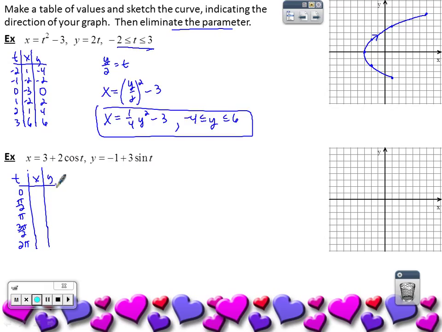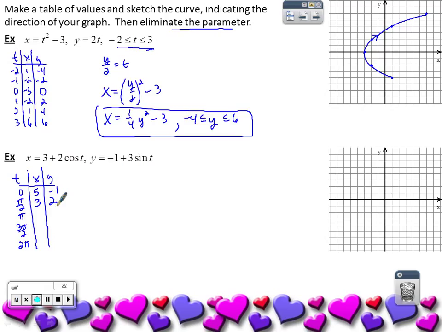So we substitute a 0 in for t. Cosine of 0 is 1, so that gives me a 5. We substitute a 0 in for t over here. Sine of 0 is 0, so it gives me a -1. Okay, pi over 2. Cosine at pi over 2 is 0, so that wipes this out. We're left with a 3. And sine at pi over 2 is 1, so that gives us a 2. Okay, we okay? I'm not going too fast, am I? These are just unit circle values.